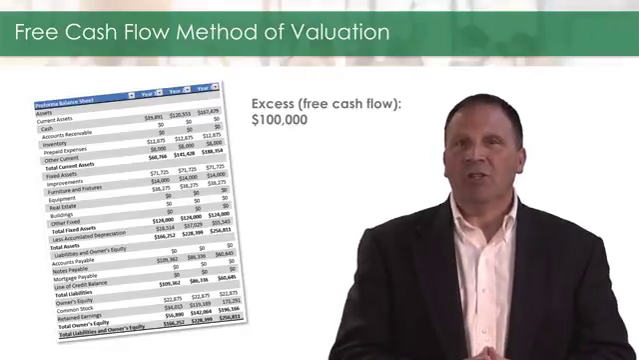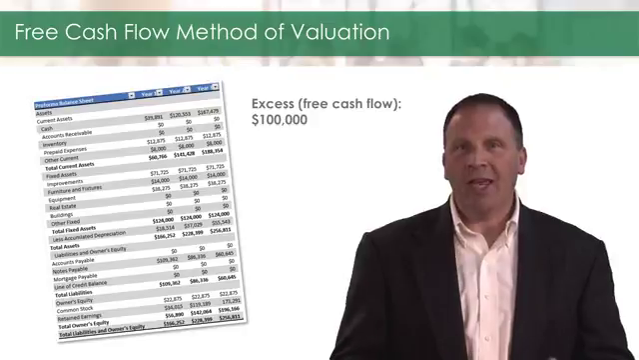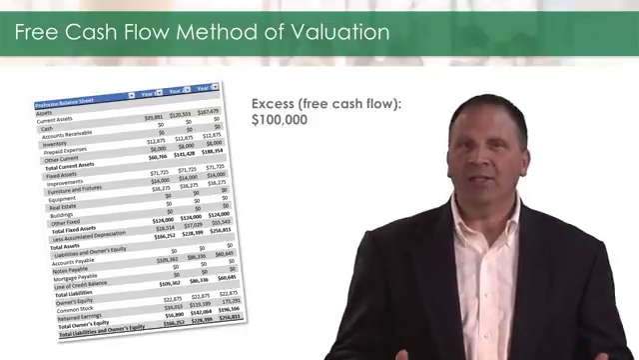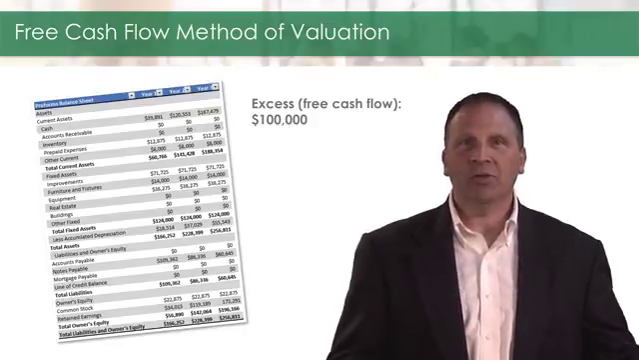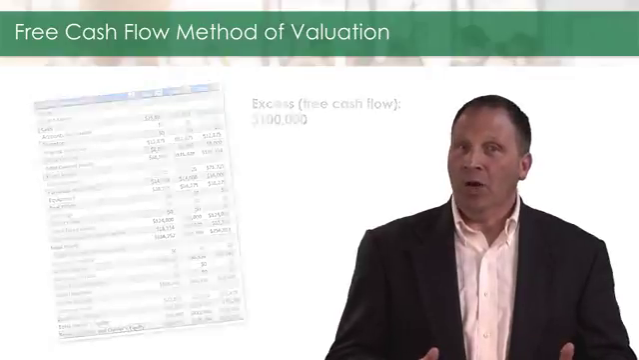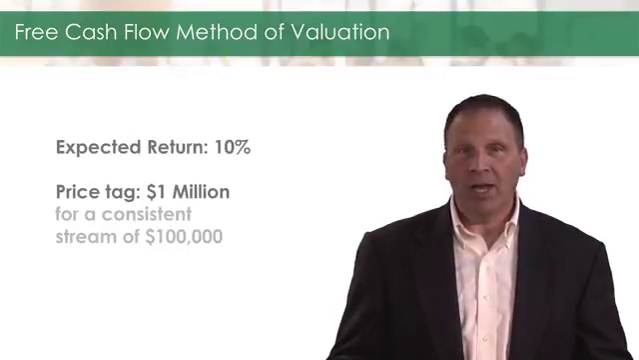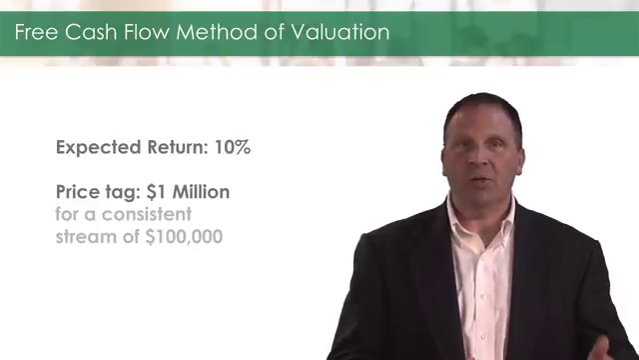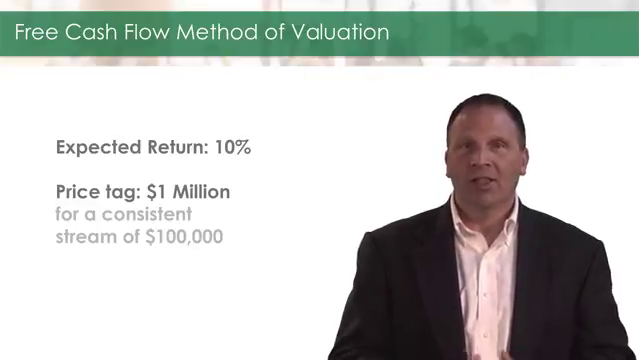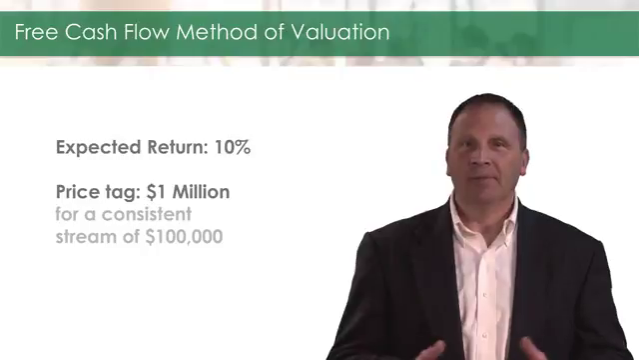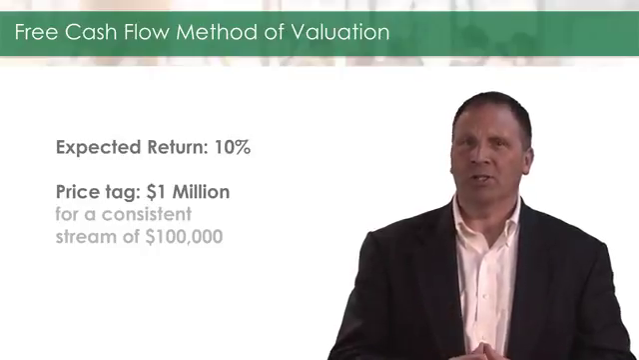If the business generates $100,000 a year of free cash flows, then what would you pay today to have that cash flow stream in the future? If you want to generate a rate of return of 10%, then you would pay $1 million today for a consistent stream of $100,000. That's it. That's all there is to it. All right, not quite all there is to it.